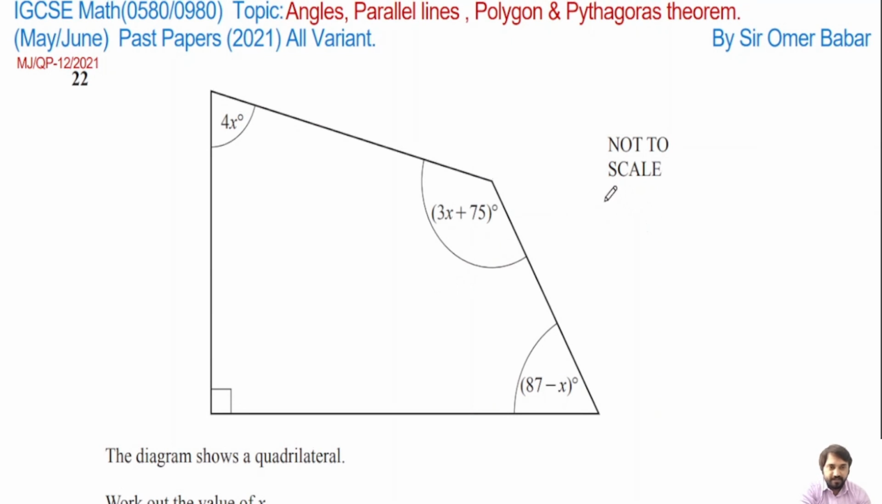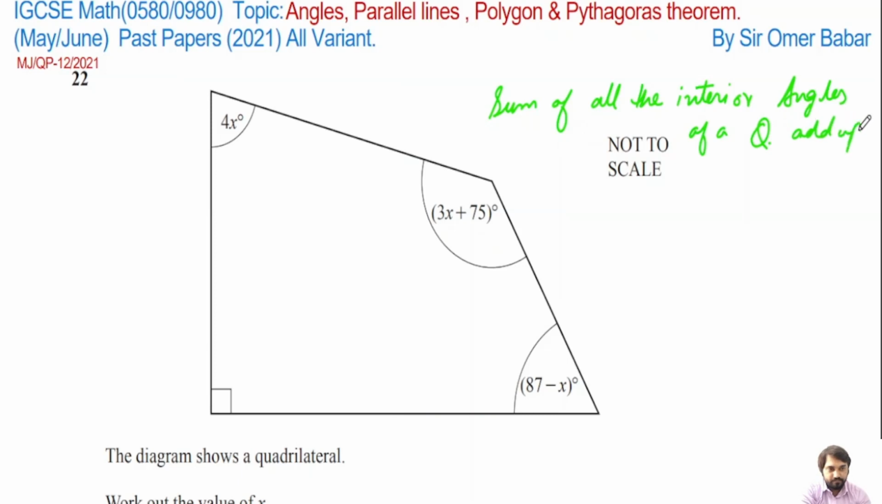And what is that? The sum of all the interior angles of a quadrilateral add up to 360 degrees. Okay, now we are going to apply this formula here.